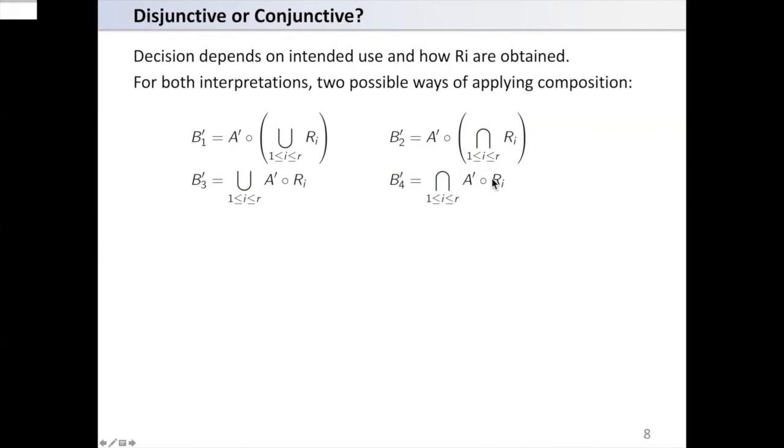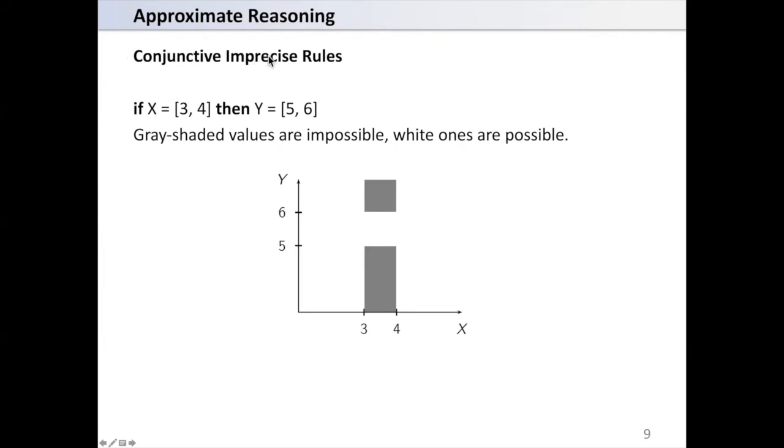If we have conjunctive imprecise rules, for example, if x is belonging to interval 3, 4, then y is belonging to interval 5, 6. The gray shaded values are impossible and white ones are possible. Here notice that we can describe this white area as Cartesian product of 3, 4 and 5, 6, it is this region.